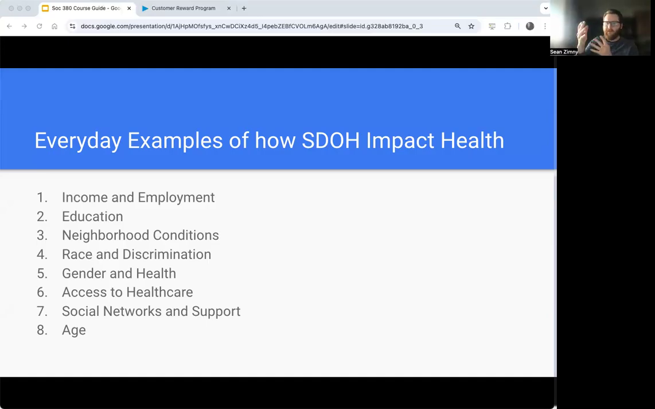Men may also, like it mentioned just in the previous slide, be reluctant to seek care due to vulnerability, social norms, or they also avoid seeking mental health care due to societal expectations of things like masculinity and stigmas around that. Access to healthcare, number 6.